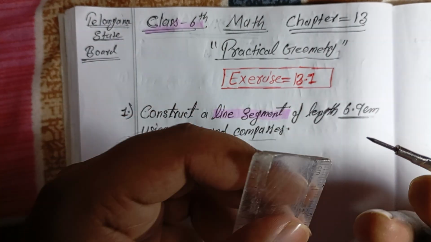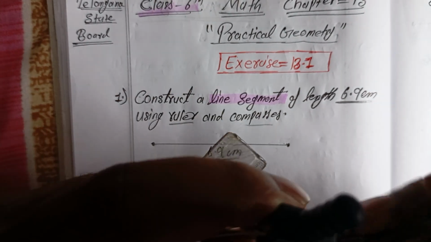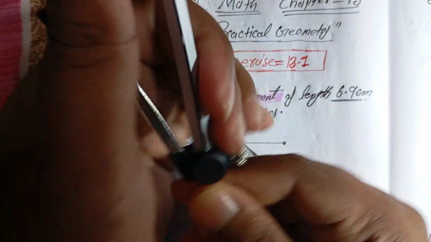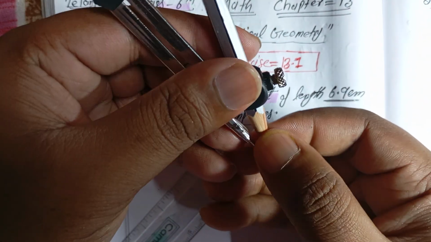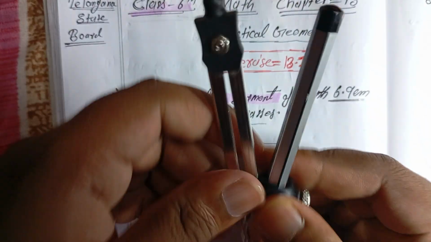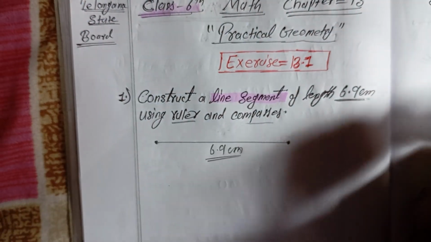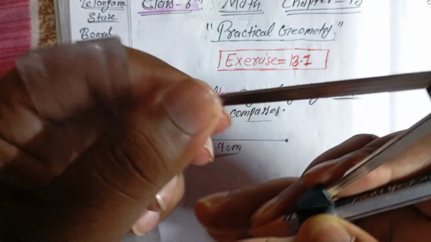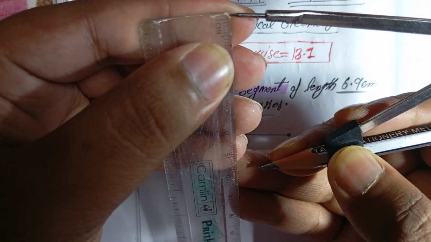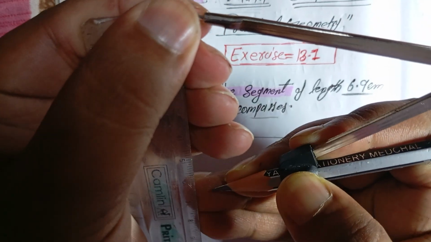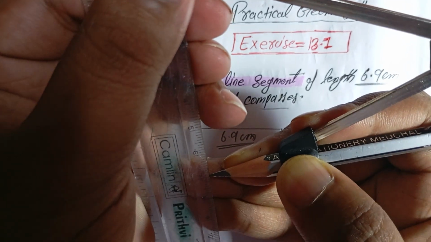Now you can do it with the compass also. Like this is a scale, and you can put it out. Now the pin has to be in the same size. So let's take this to 6.9. This is 6, and 9 is here. So let's extend it to 6.9, so it's going to be like that. 6.9, like that.